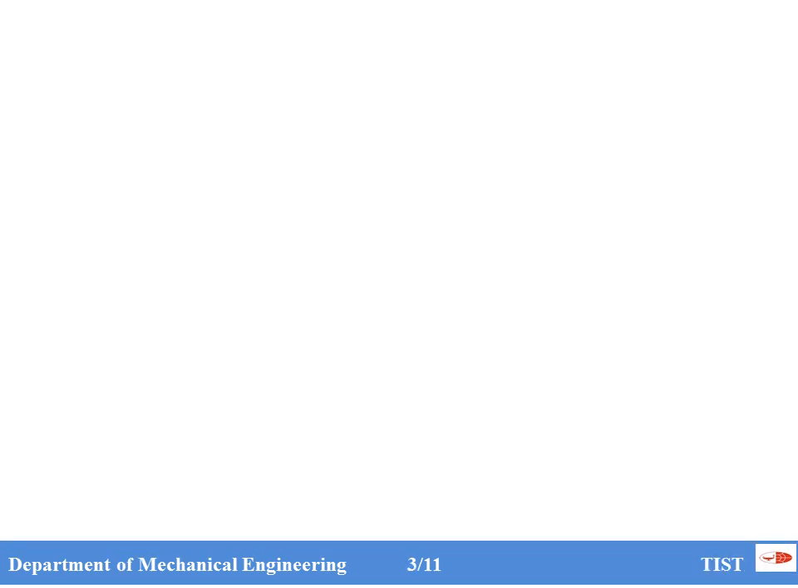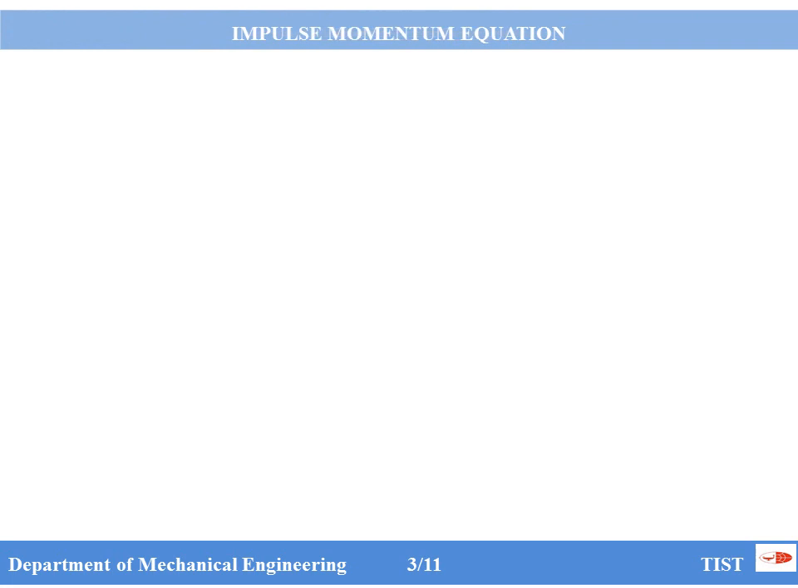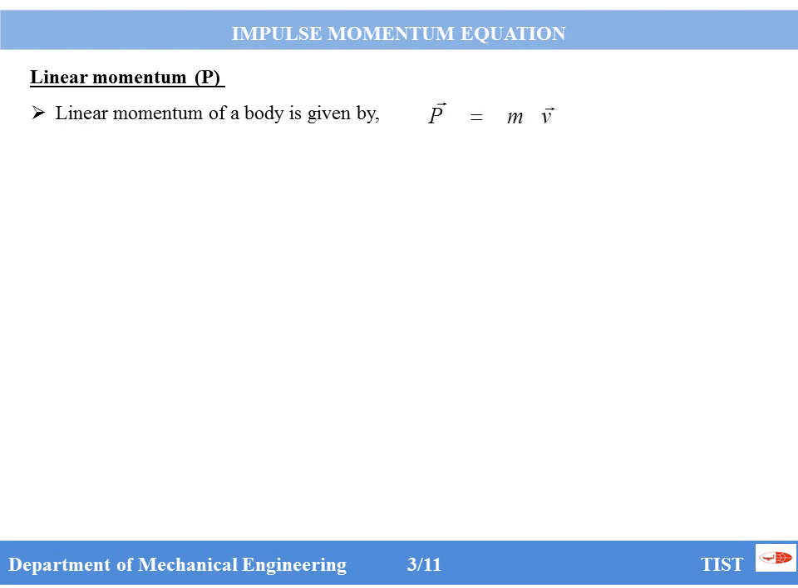Now we will go to the next concept used in dynamics, which is the impulse momentum equation. What is momentum or linear momentum, normally represented by P? We already know what linear momentum is; we all studied it in plus 2. Linear momentum is simply the product of mass and velocity. Remember, linear momentum is a vector quantity, since velocity is a vector quantity, and its unit is kilogram meter per second.